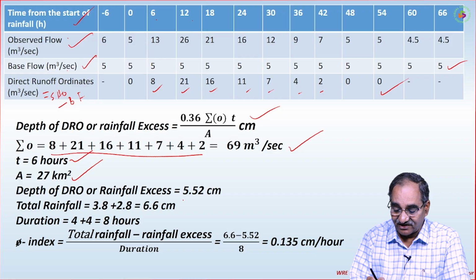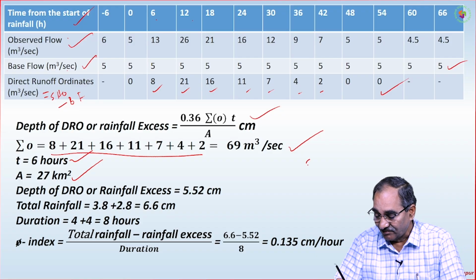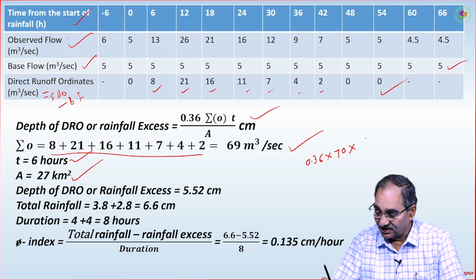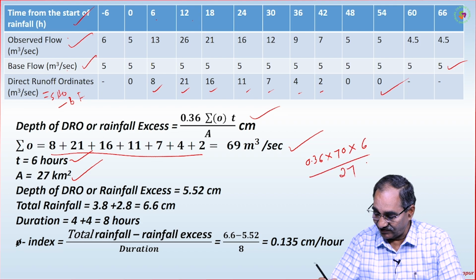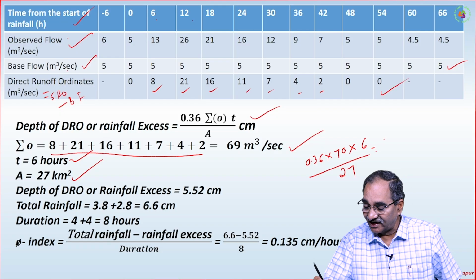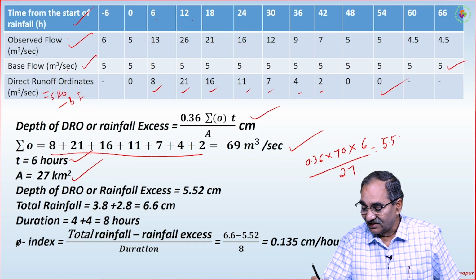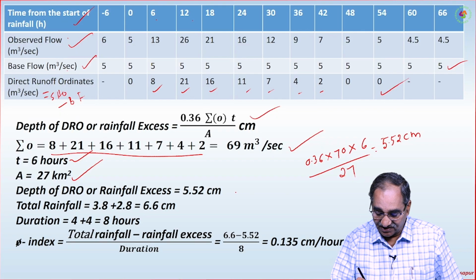So the depth of direct runoff is equal to, putting in this formula, 0.36 into 70 into T, which is 6, divided by 27. If you put it in, how much are you going to get? 5.52 centimeters. This is the answer.